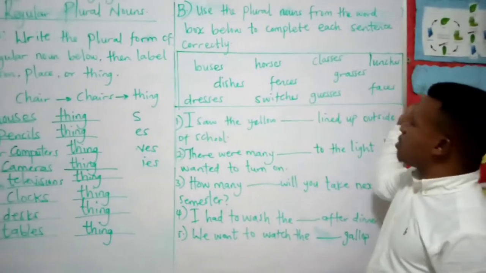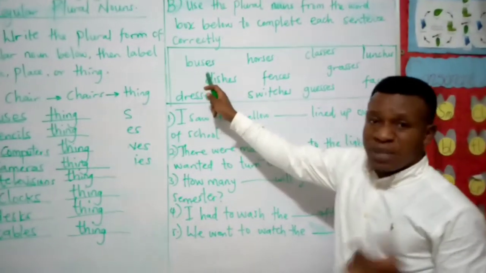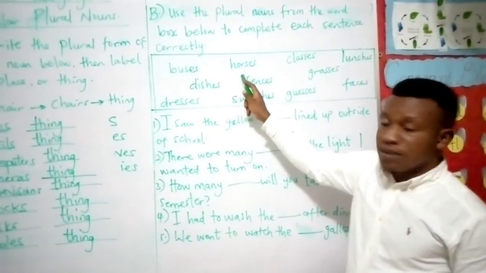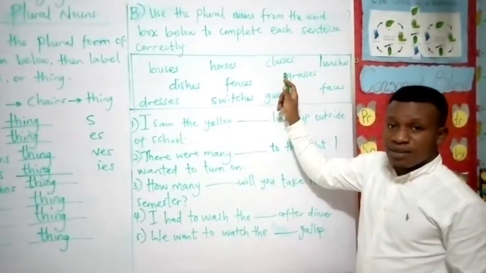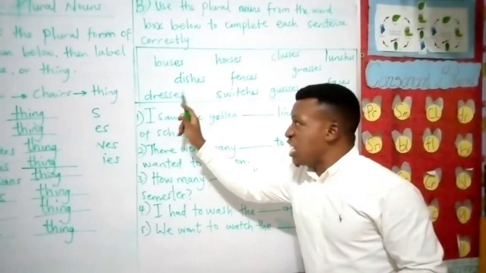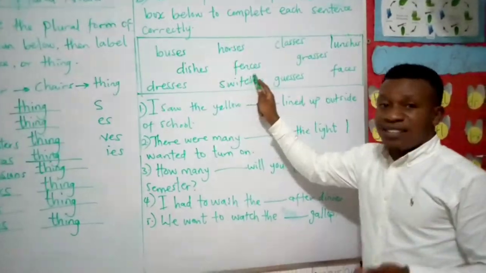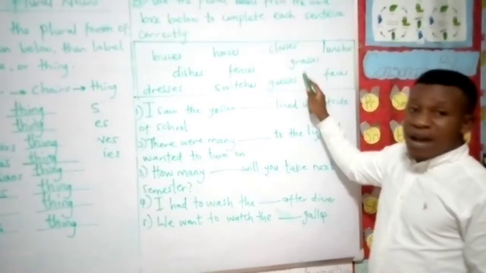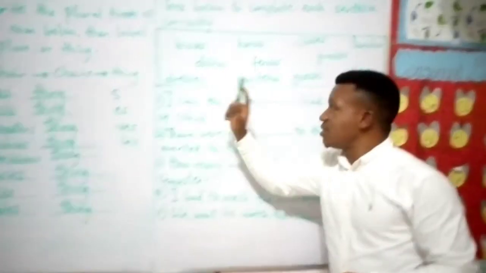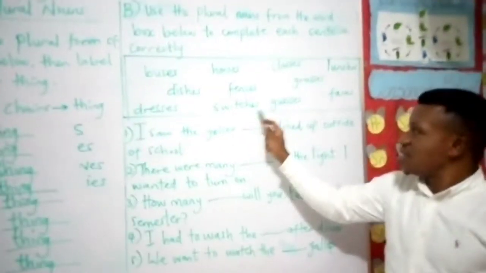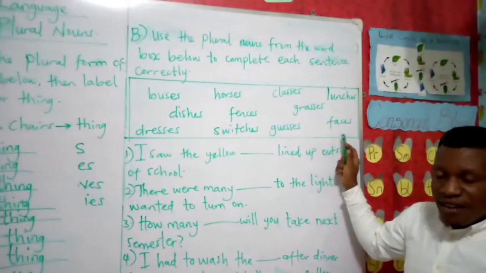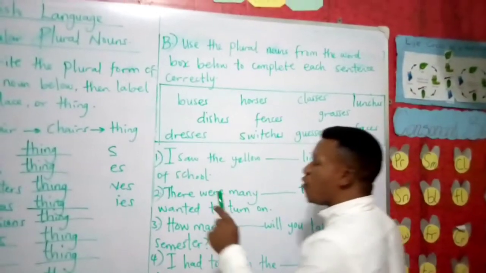In the box, we have buses. Can you repeat after me? Buses, horses, classes, lunches, dishes, fences, grasses, dresses, switches, guesses, faces. Fantastic.